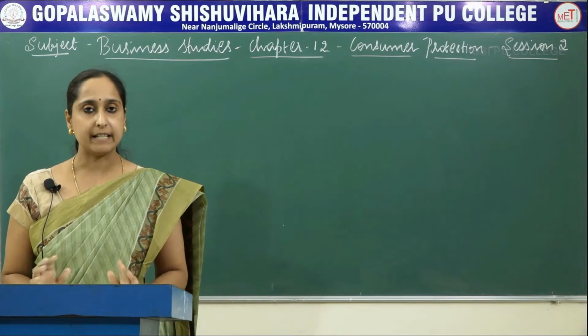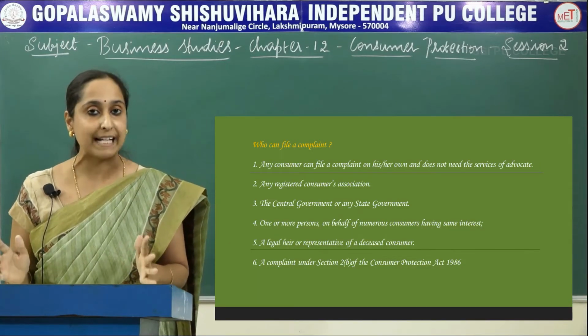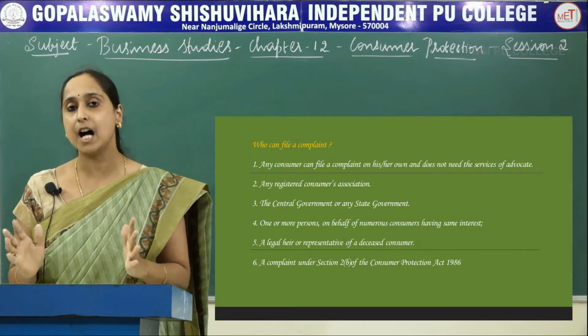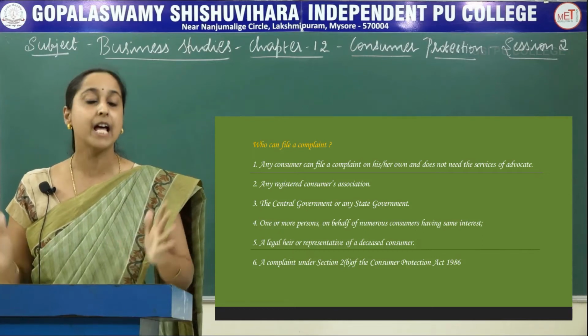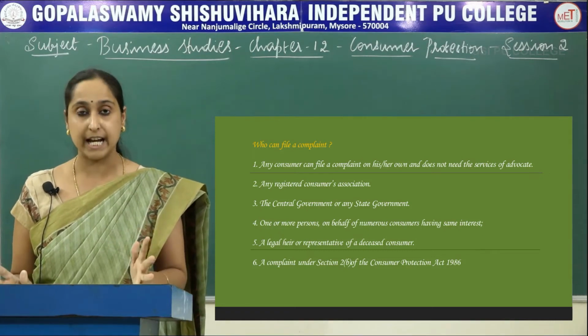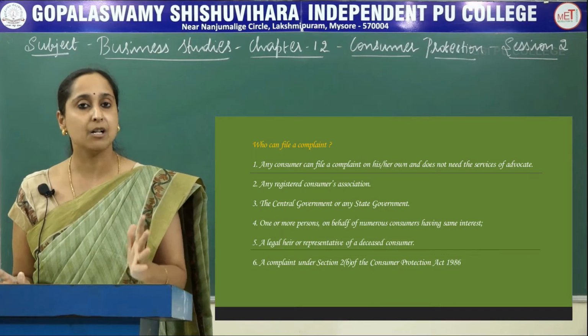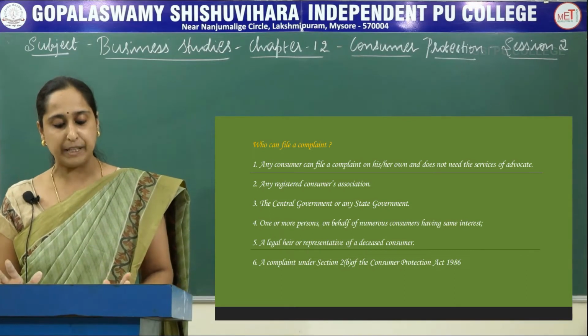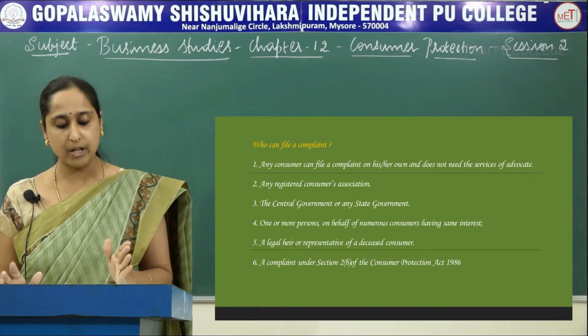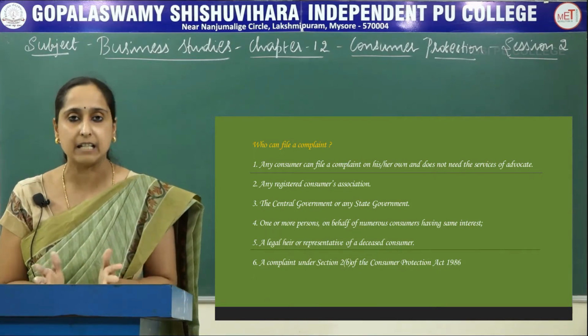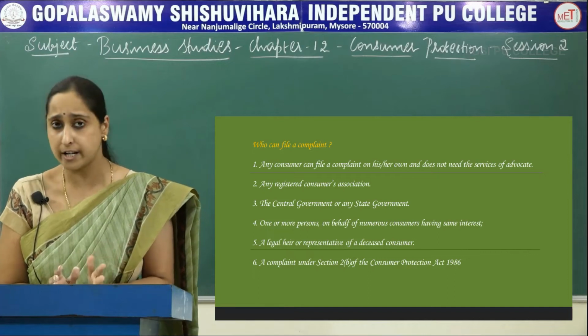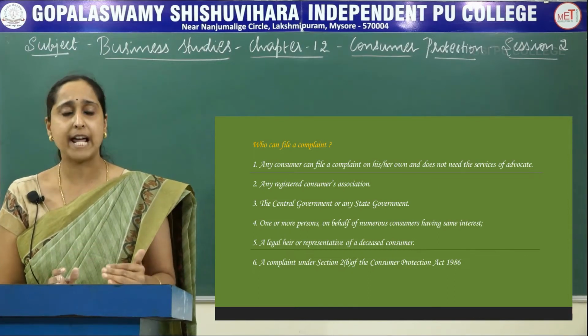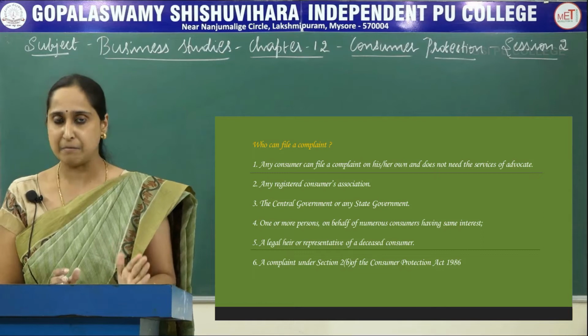Now let us see who can file a complaint. Complaint yaru kodabodu, ivaga consumer forum ge consumer ge enadru mosa agidre yaru complaint na kodabodu anta nodu. See, any consumer can file a complaint on his or her own, and he does not need any services of any advocate or lawyer. If yaradru consumer hoge complaint na file maadabodu.